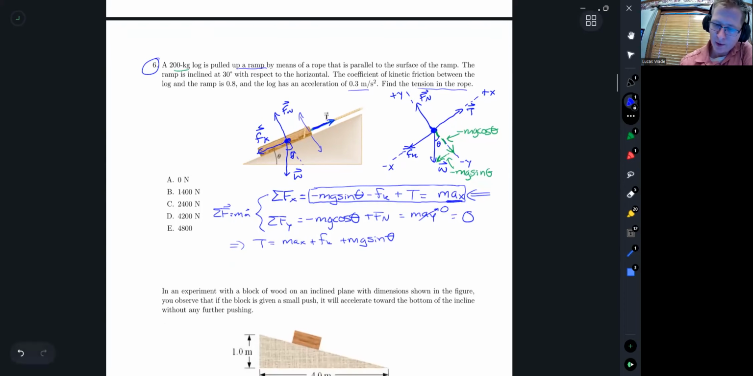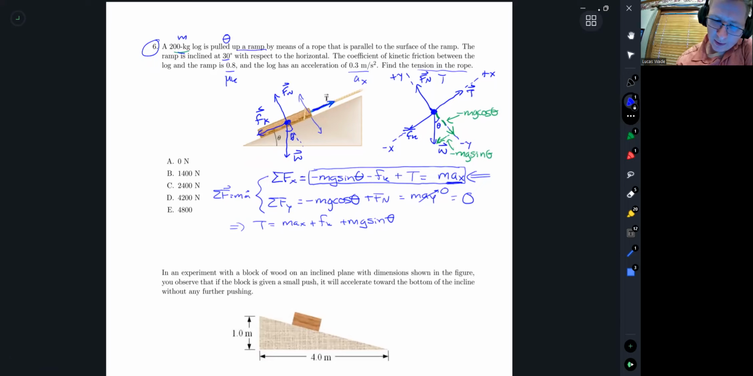Okay, good. So we want to get down to the things we know, which I guess I should have labeled a bit earlier, but we've got the mass of the log. We've got the incline of the ramp, it's our theta. We've got the coefficient of kinetic friction. We've got the acceleration of the log, which in terms of our axes is a_x. And we want to find the tension in the rope. So we don't know the force of kinetic friction, but we do know that it should be equal to what?